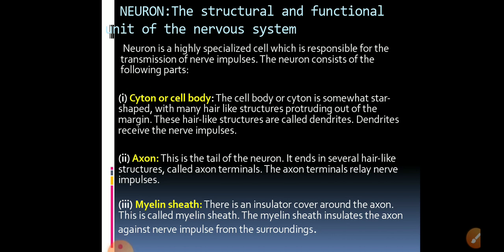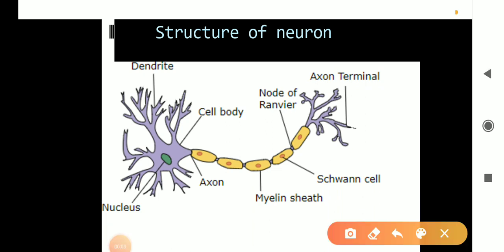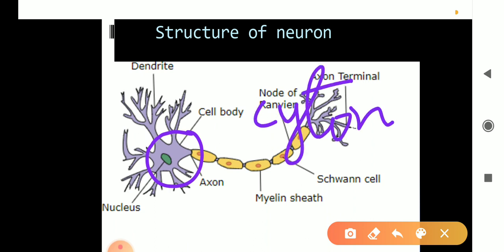I will explain it with the help of the diagram. Now see the diagram. Each neuron or nerve cell has a cell body. This portion is called the cell body, also called the cytone. It is the broadest part of the cell and has a large nucleus. You can see the nucleus inside it, and the cytoplasm is there.